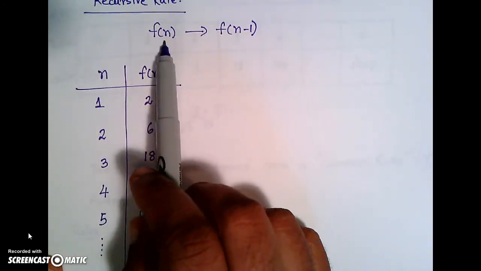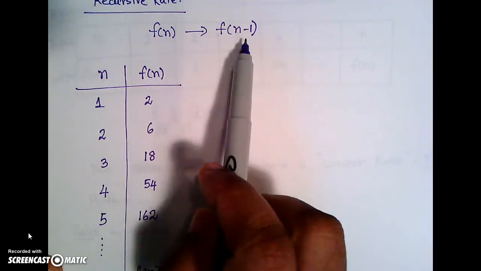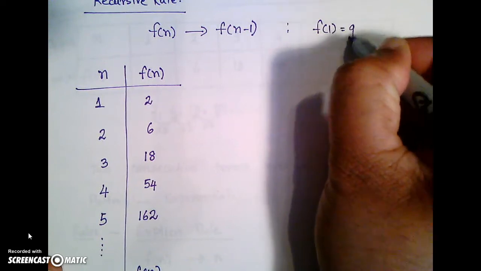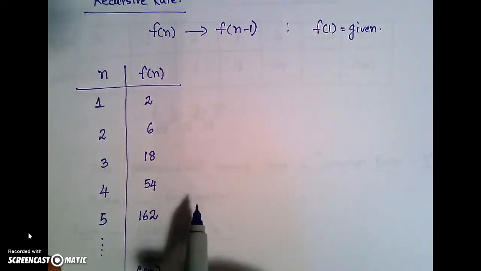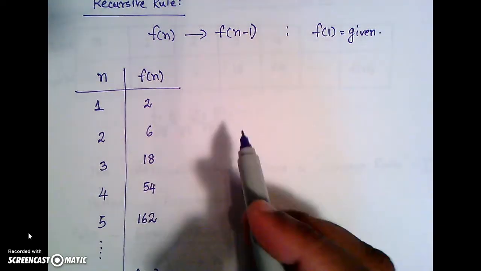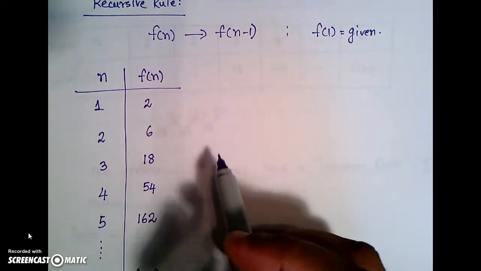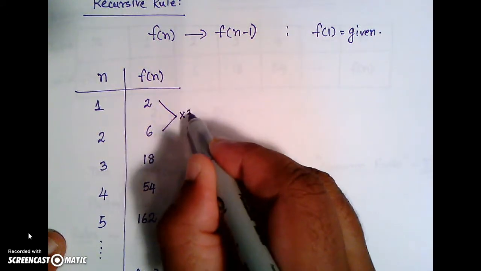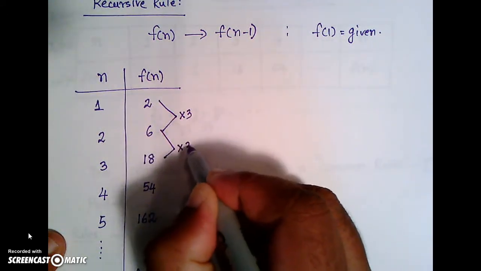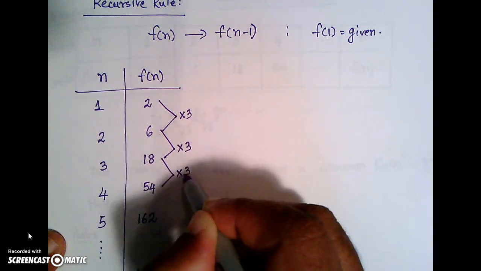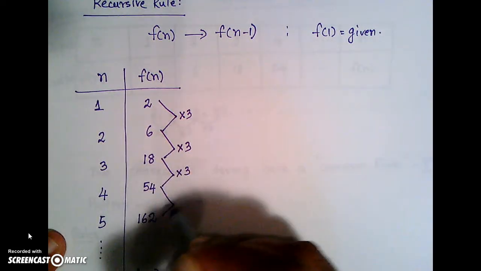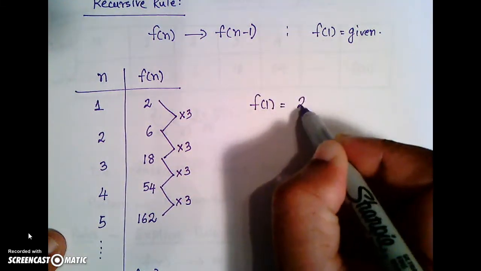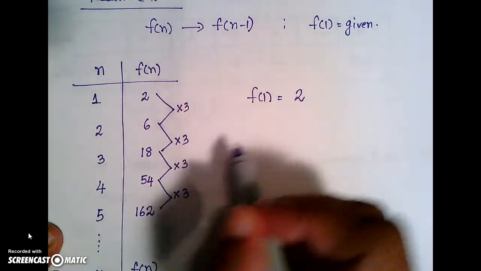In my recursive rule, I am relating my current term to my previous term. Also, I am giving what f of 1 is. Alright, so always recursive rule, two-part rule. I need to know what my first term is, where I am starting. Okay, so this is a common ratio of 3. Alright, so when I look at it, f of 1 should be given, so I have to give that. F of 1 is 2.